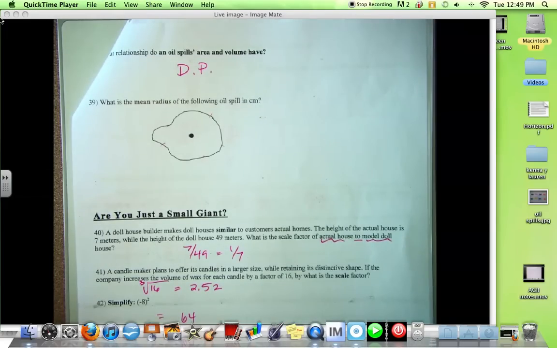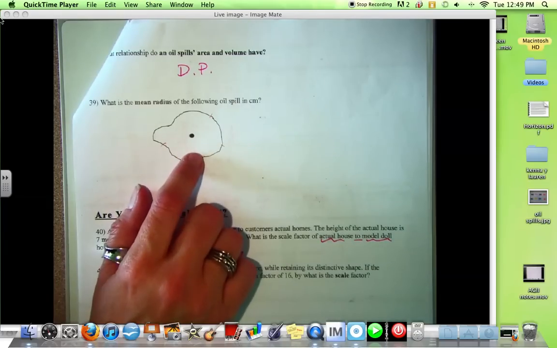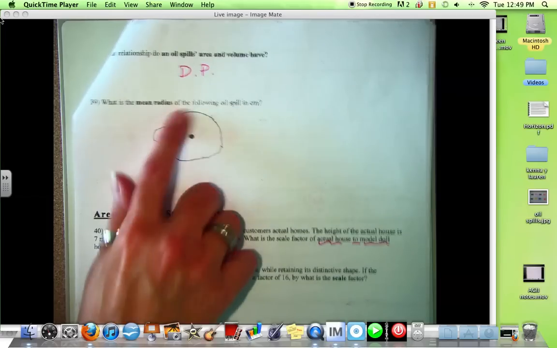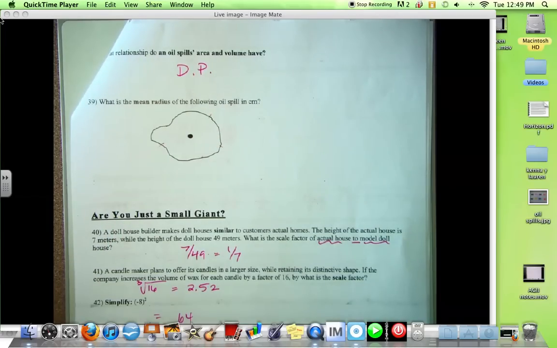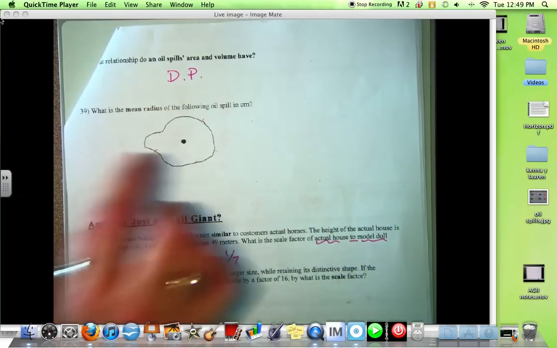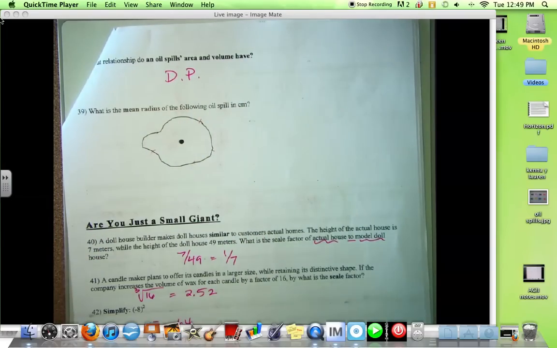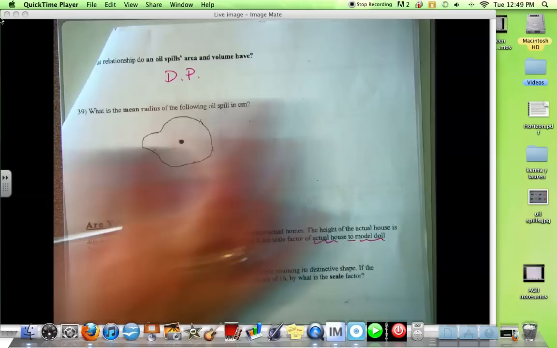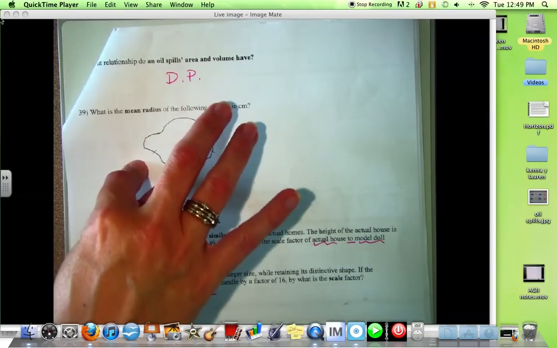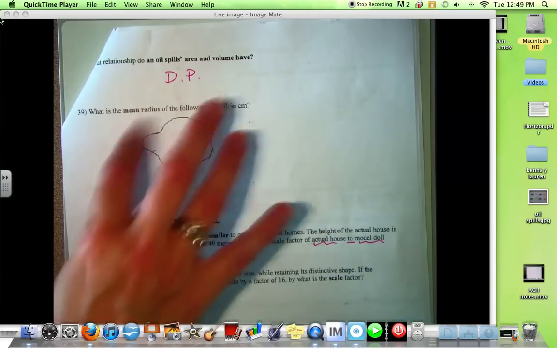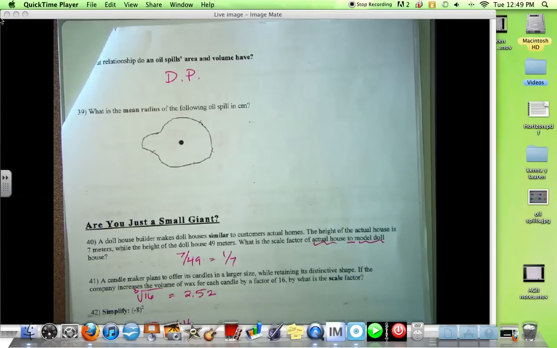38, the relationship of an oil spill area and volume are directly proportional. Your mean radius should be about 1.5, 1.6. On the test, there's actually lines that you're supposed to measure it, so we won't have to. I got 3.5. Take 4 or 5 places, measure them, add them together, and divide by the number of pieces of data that you have.